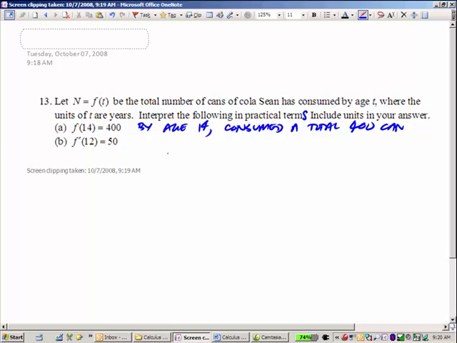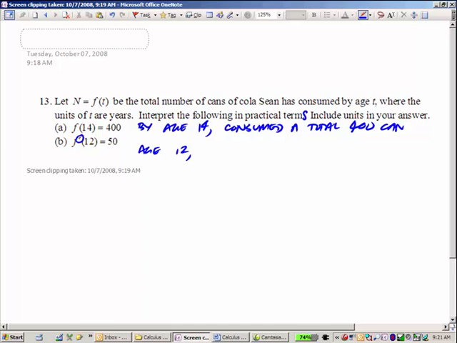New question now. f prime of 12 equals 50. This is going to take a little bit of thought. David? When he was 12, age 12, he drank 50 cans of soda. Make sure you're... yeah, I disagree.